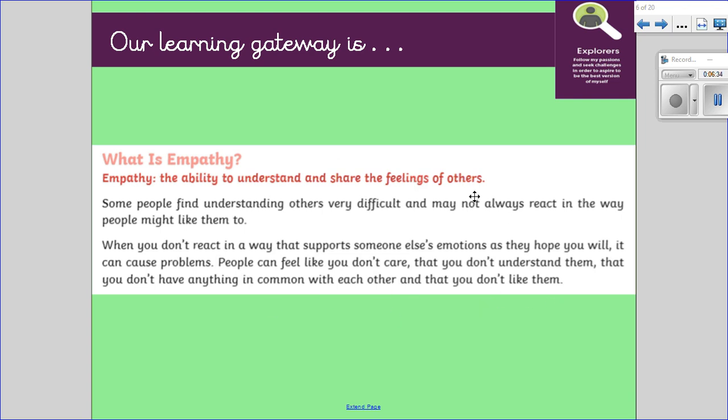Now, I do see that happen in friendship groups, where some of you have not had the support that you felt your friend should show you. So maybe they weren't showing you empathy.